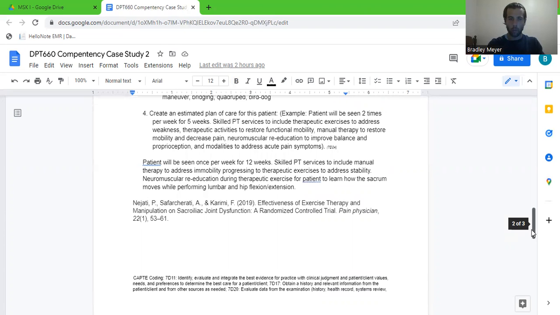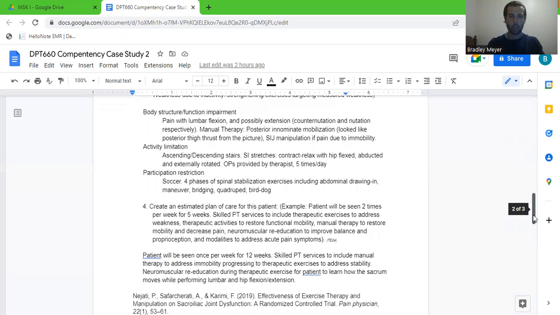So then interventions would include manual therapy, so those mobilizations that I mentioned earlier, to get the sacrum moving better, and then therapeutic exercise, adding in neuromuscular re-ed with those exercises to hopefully educate the patient on how the sacrum moves during lumbar flexion, extension, hip flexion, extension.